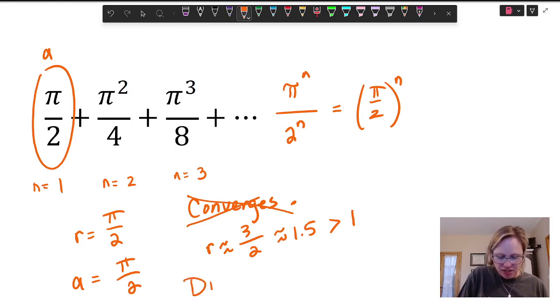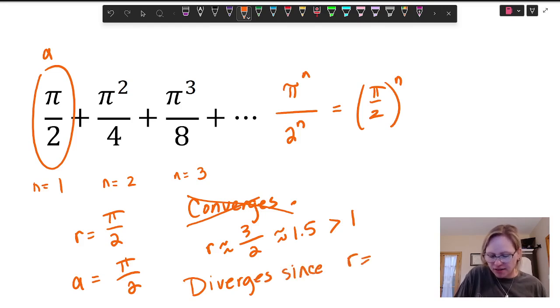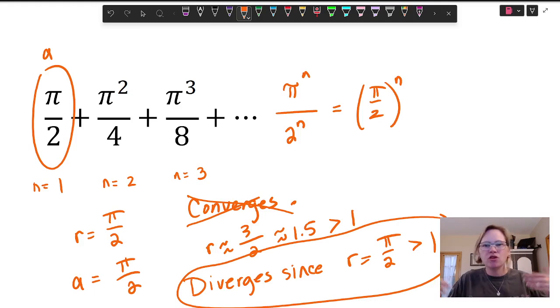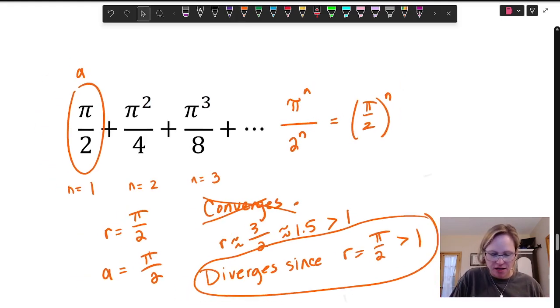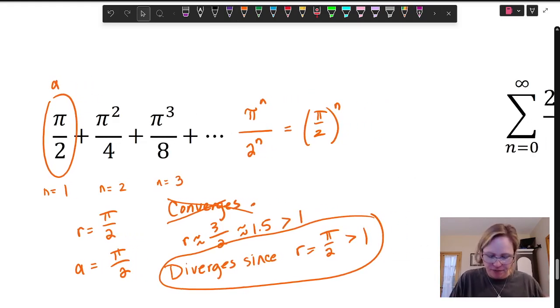This series actually diverges since r is pi over 2, which is bigger than 1. And that's all we have to say. So there's no sum here to find. I just have to say that the series diverges and also say why.